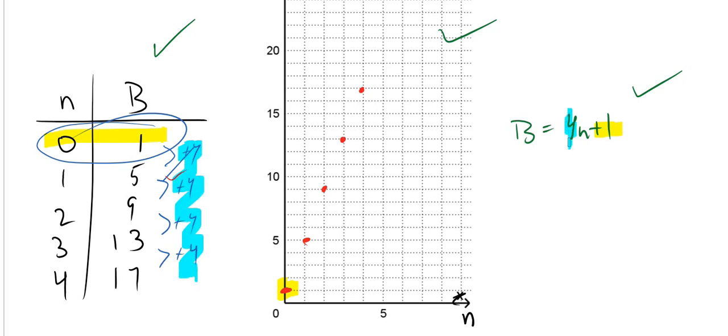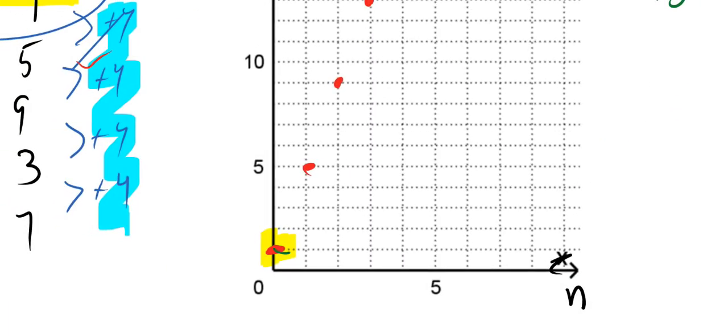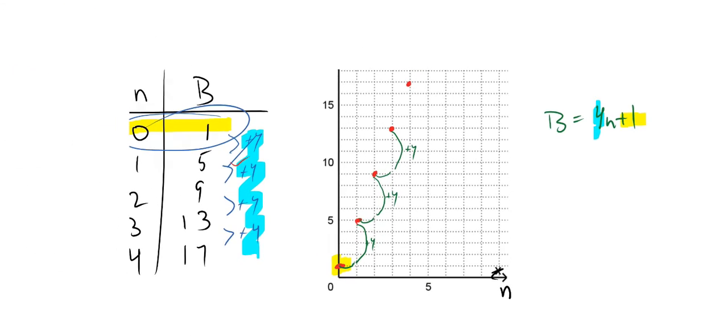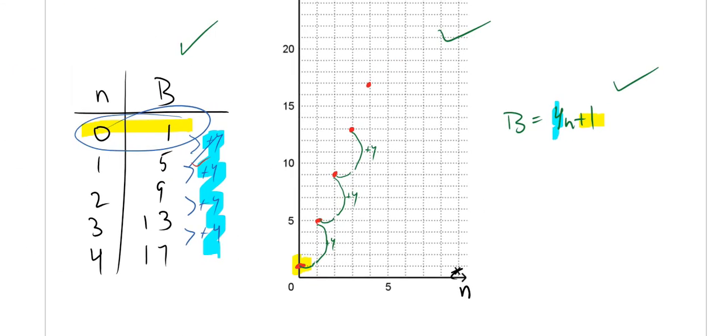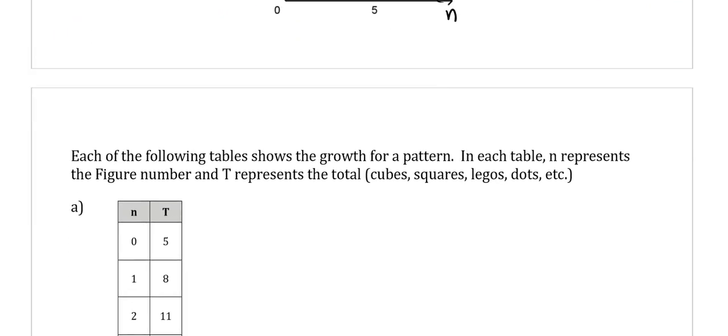Here, this shouldn't be X, this should be N, and this shouldn't be Y, this should be like our B, or whatever we called it. And 1, 5 is 1 on the N and 5 on the B. 2 in the N, 9 in the B. 3 in the N, 13. And 4 and 17.